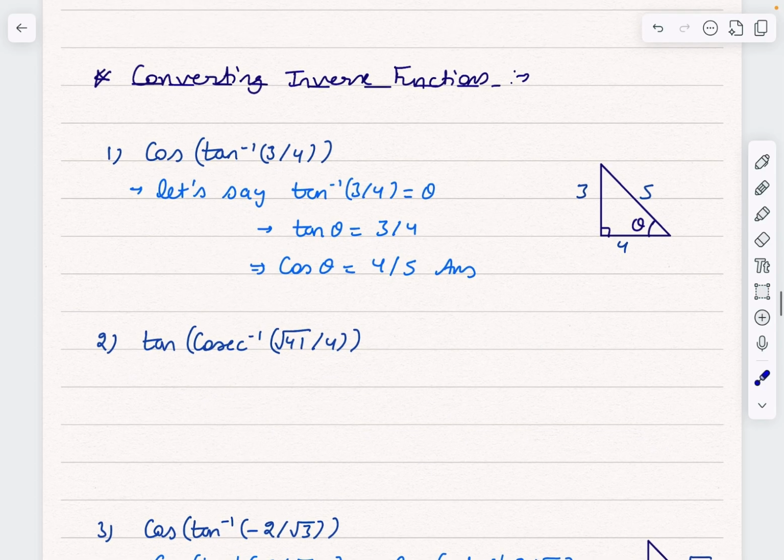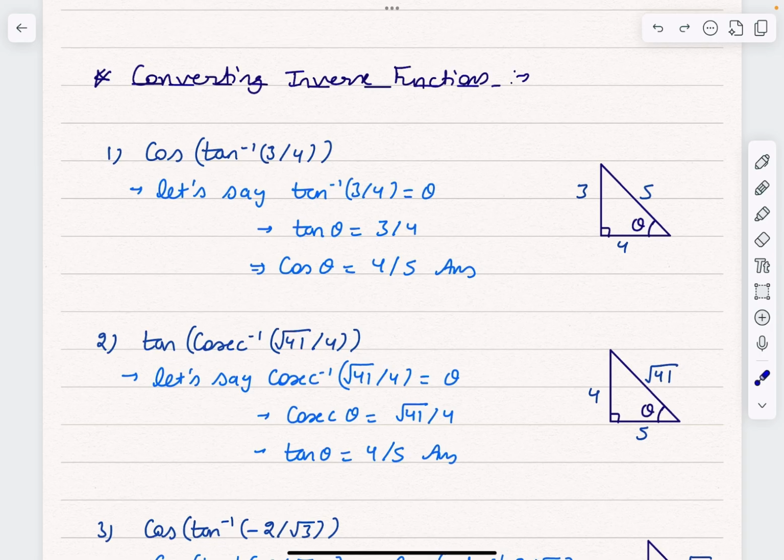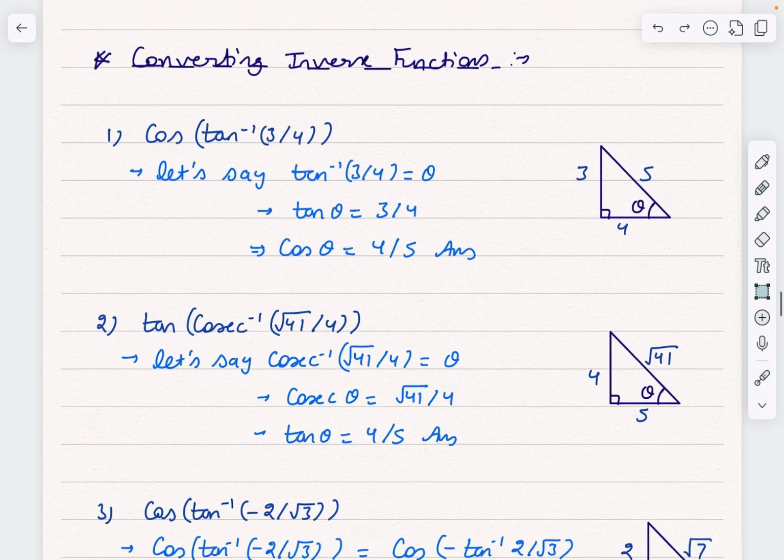Next problem is tan of cosecant inverse root 41 by 4. Let's start the discussion. The answer for this is 4 over 5. I hope you can easily solve this. Next one.